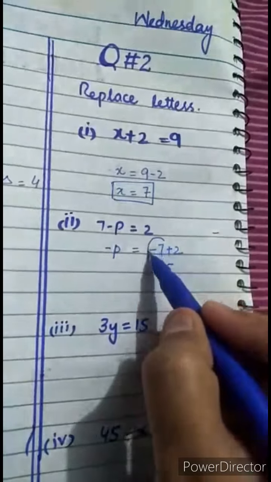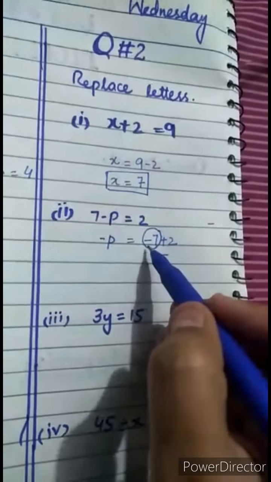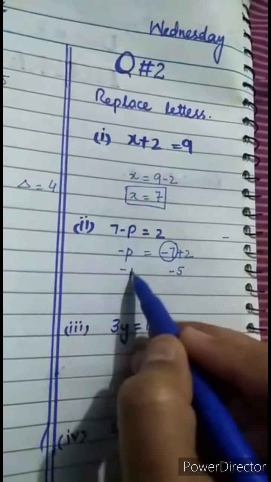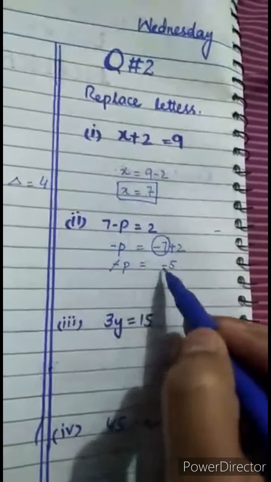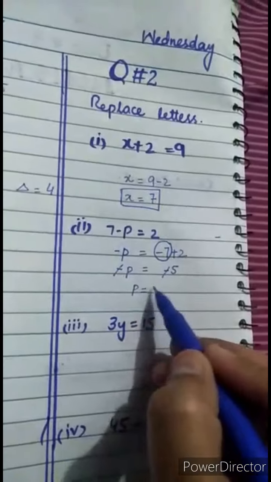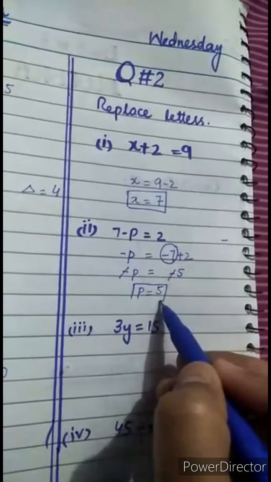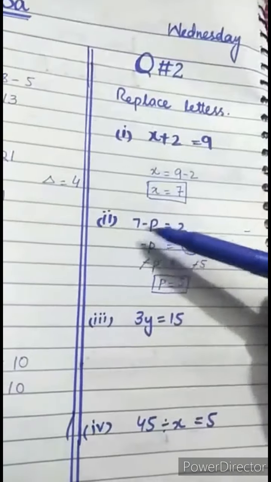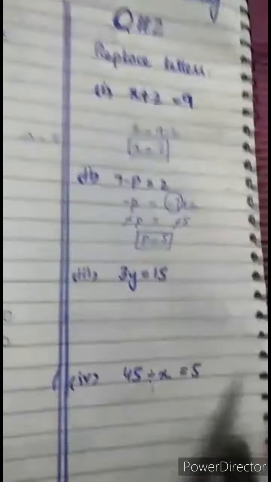The sign of the greater number always comes with the answer. So minus p equals minus 5. Minus will balance this minus, so p will be equal to 5. So if we place 5 instead of p, this statement will be true.